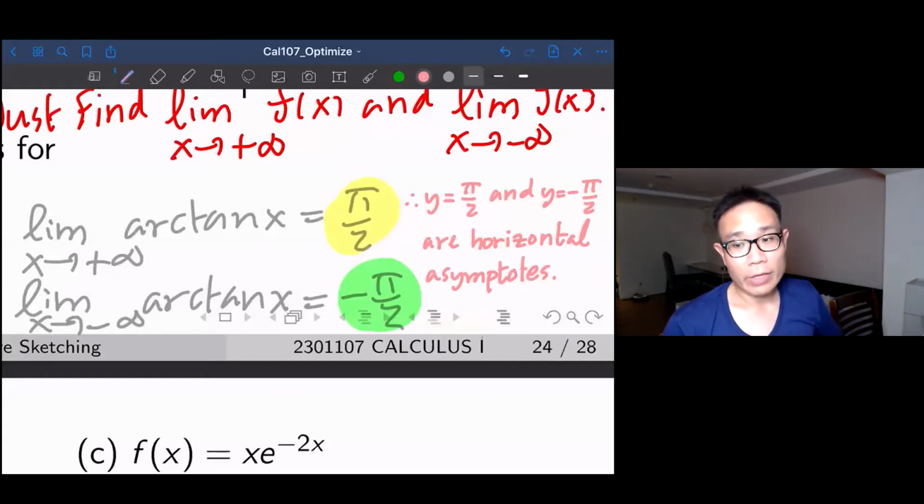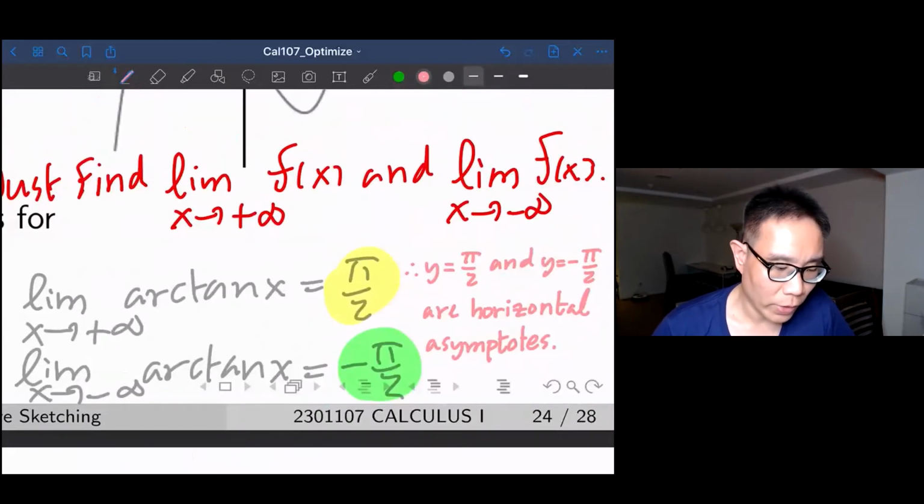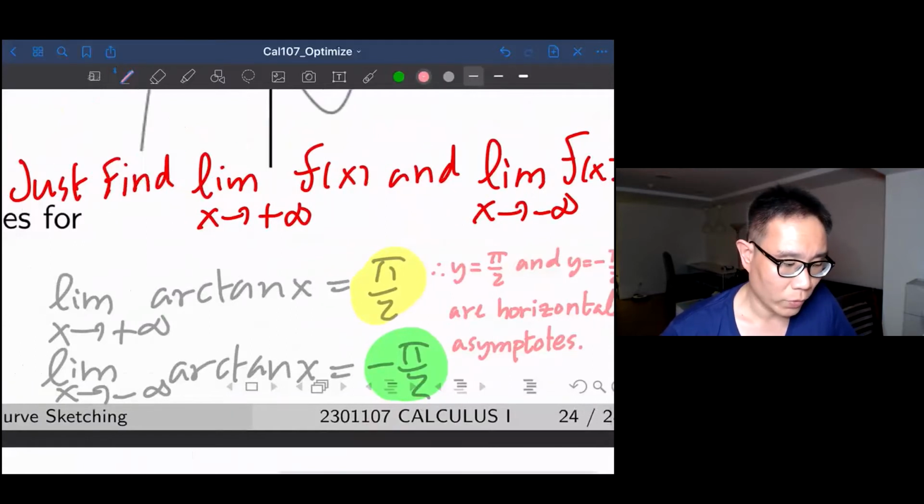So in this case, you are having two horizontal asymptotes, and they are y equal to pi over 2 and y equal to negative pi over 2. So you have two lines.